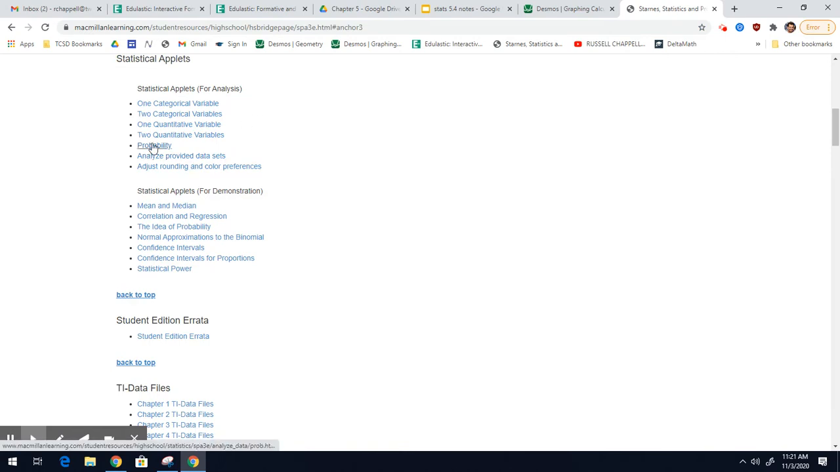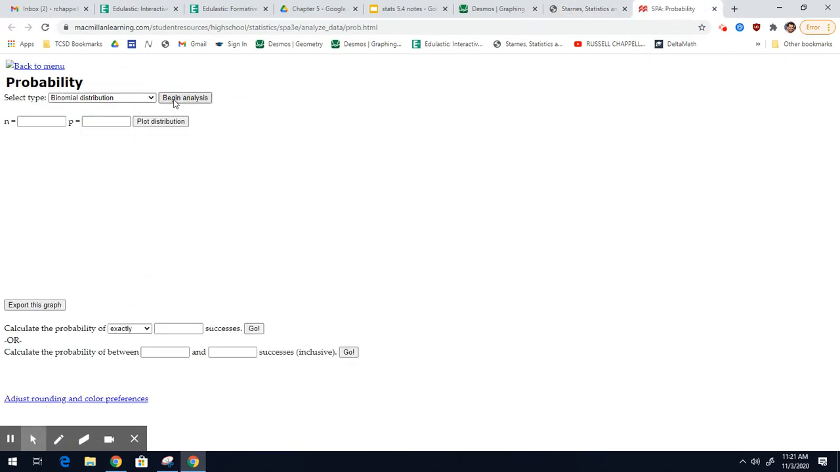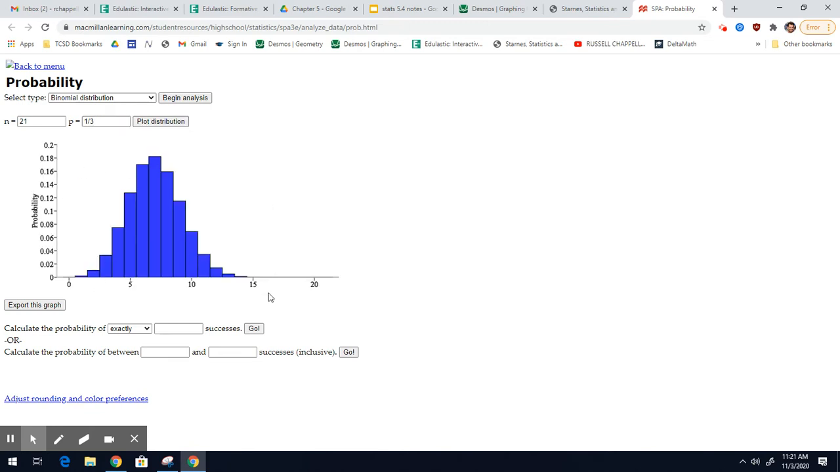I'm going to go to stats applets, probability. Make sure you choose the correct one. We are looking at the binomial distribution. Our n value is 21 because there are 21 students, and our p-value is 1/3. Don't round, because that's not nice. And there we plotted the distribution. Over here, this is 10, 11, 12, 13, 14, and then there's like nothing.